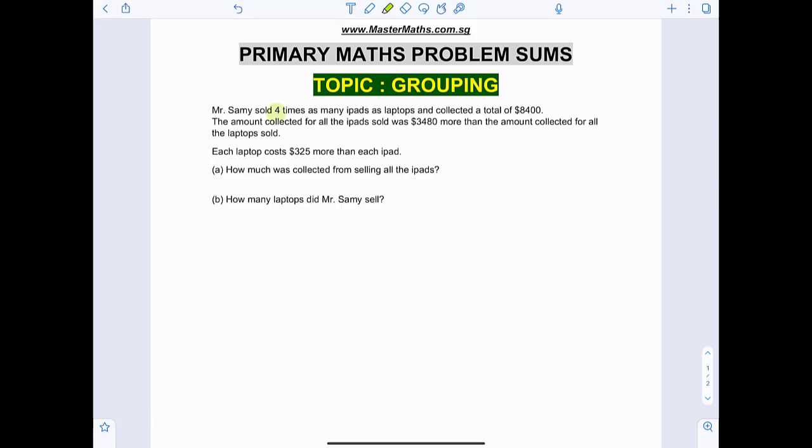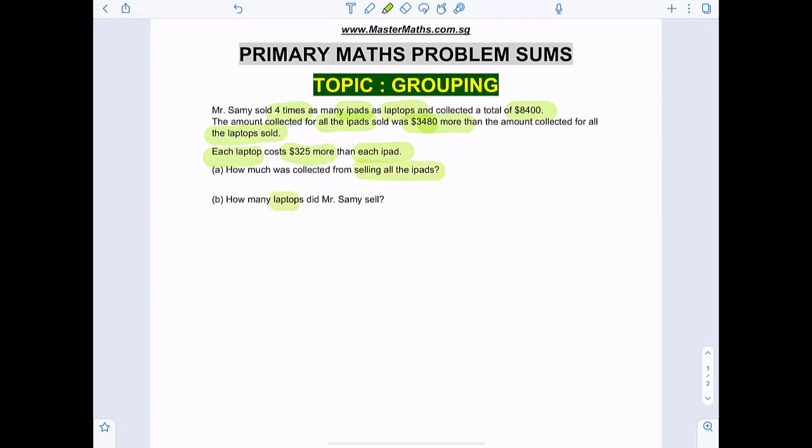Mr. Sami sold 4 times as many iPads as laptops and collected a total of $8,400. The amount collected for all the iPads sold was $3,480 more than the amount collected for all the laptops sold. Each laptop costs $325 more than each iPad. How much was collected from selling all the iPads?